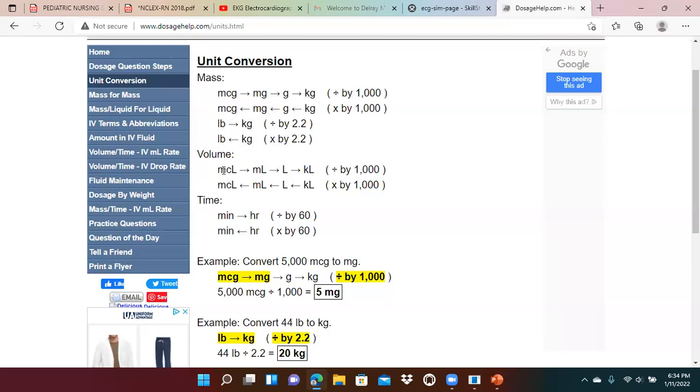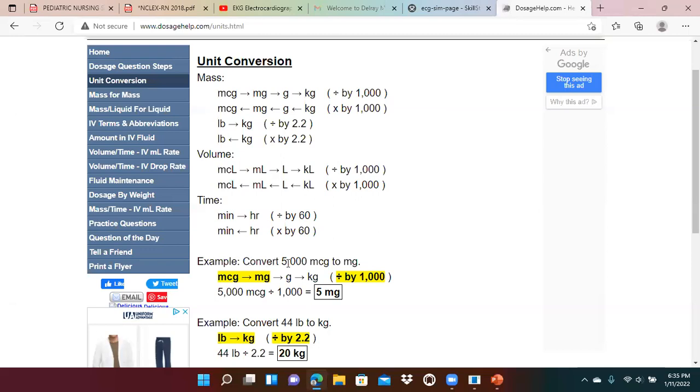Volume formula: microliter, milliliter, liter, and kiloliter, divided by 1000. But if the big amount is converted to a small amount, multiply by 1000. Same as time. If you want to convert minute to hour, the total number will be divided by 60. But if you want to convert hour to minute, multiply by 60, because hour is big and minute is smaller than hour.